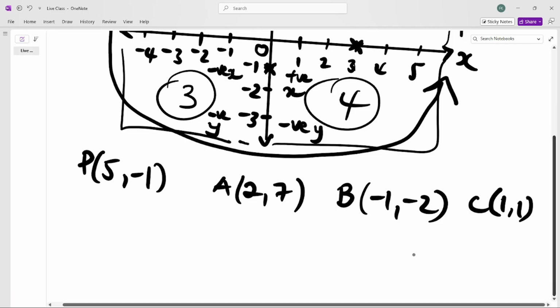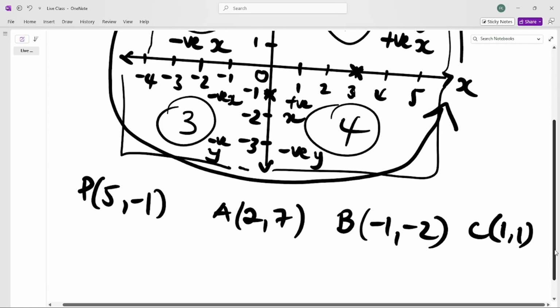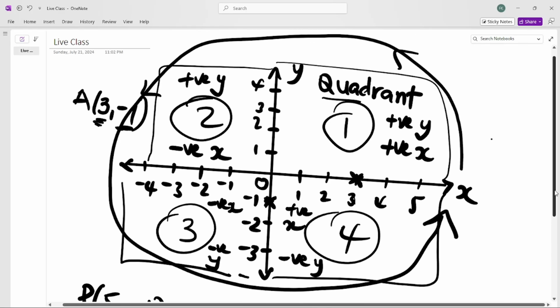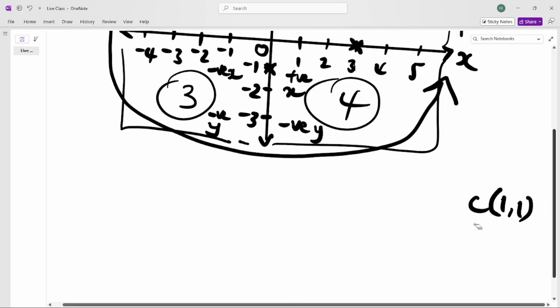So we know about points, we know how to plot them, and we know the quadrant to which they belong. Now let's go to the mathematical aspect of points. Before that, two points come together. So now we are going to talk about a line. If you have 1 point, you can draw multiple straight lines through that 1 point.